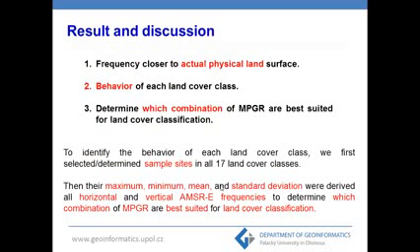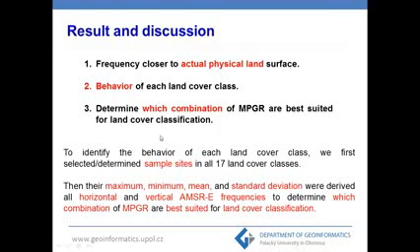Actually, NASA, my chief, wanted to know three things: which frequency gives the actual physical land surface temperature, as AMSR-E data has 6 frequencies. Second, he wanted to know the behavior of each land cover class, and third, which combination of MPGR is best suited for land cover classification.